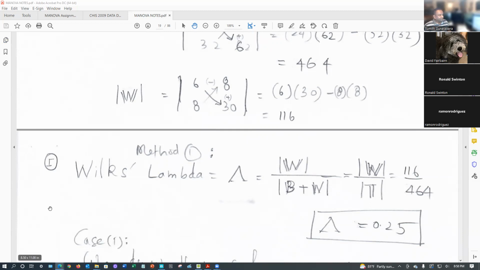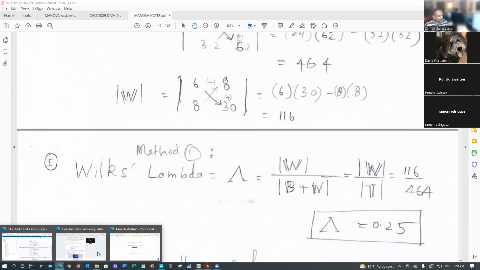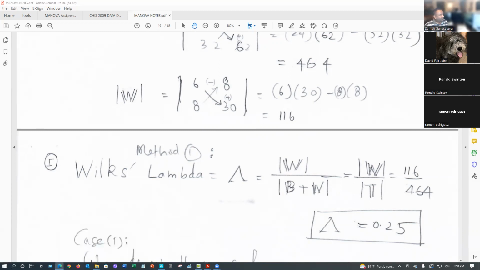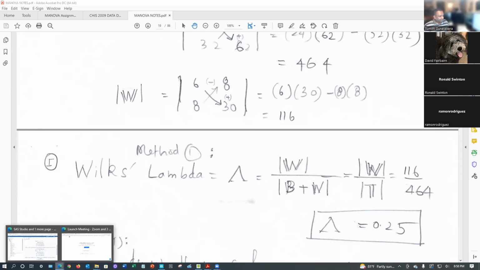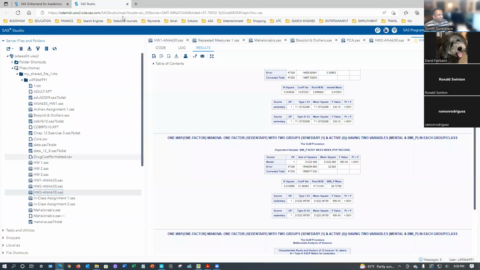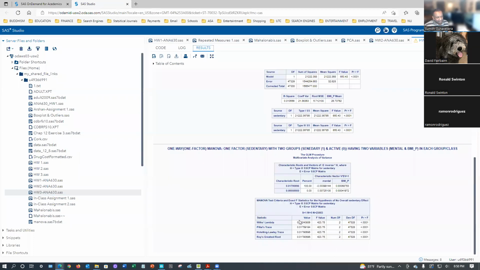See? In our printout. Wilks lambda. Sorry. See, go to research, all the way down here. See? If you want, you can get the Wilks lambda. If you want, you can get the F related to Wilks lambda. If you want, you can get the P value related to Wilks lambda.